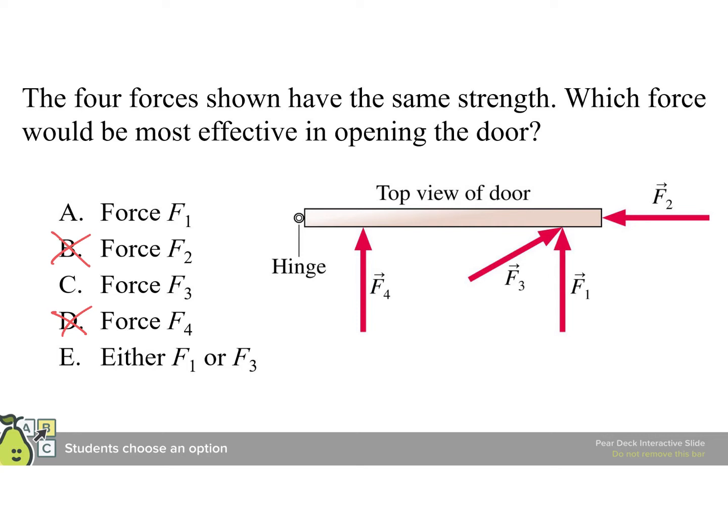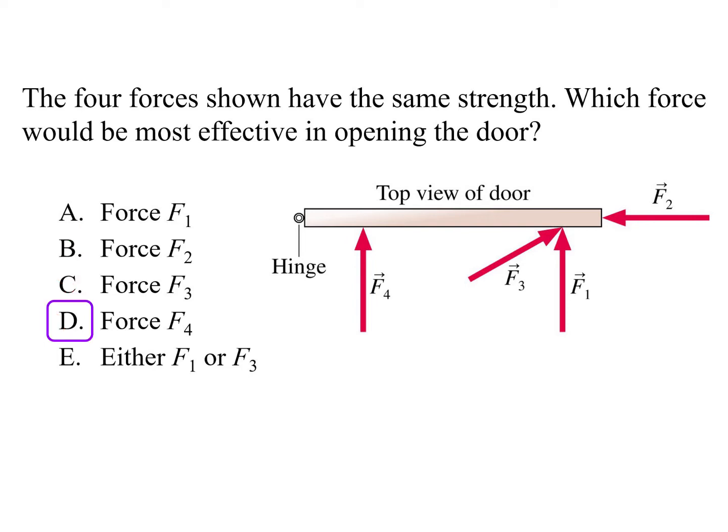On the other hand, F3 and F1 both act at the same point, and they have the same strength, so it's tempting to think that they might have the same effect. But we know that pushing the door obliquely is not going to be as good. And so we're left with F1 being the most effective. It's going to open the door most easily.